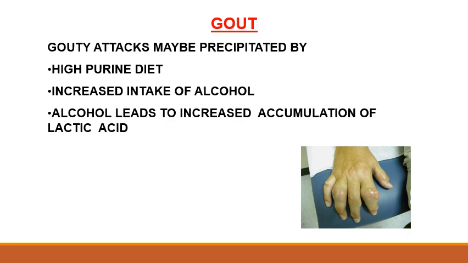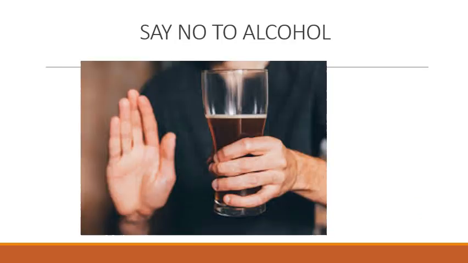Now, gouty attacks may be precipitated by a high purine diet and increased intake of alcohol. Increased intake of alcohol can lead to increased accumulation of lactic acid. So, one important thing to remember is, in such cases, a no to alcohol.